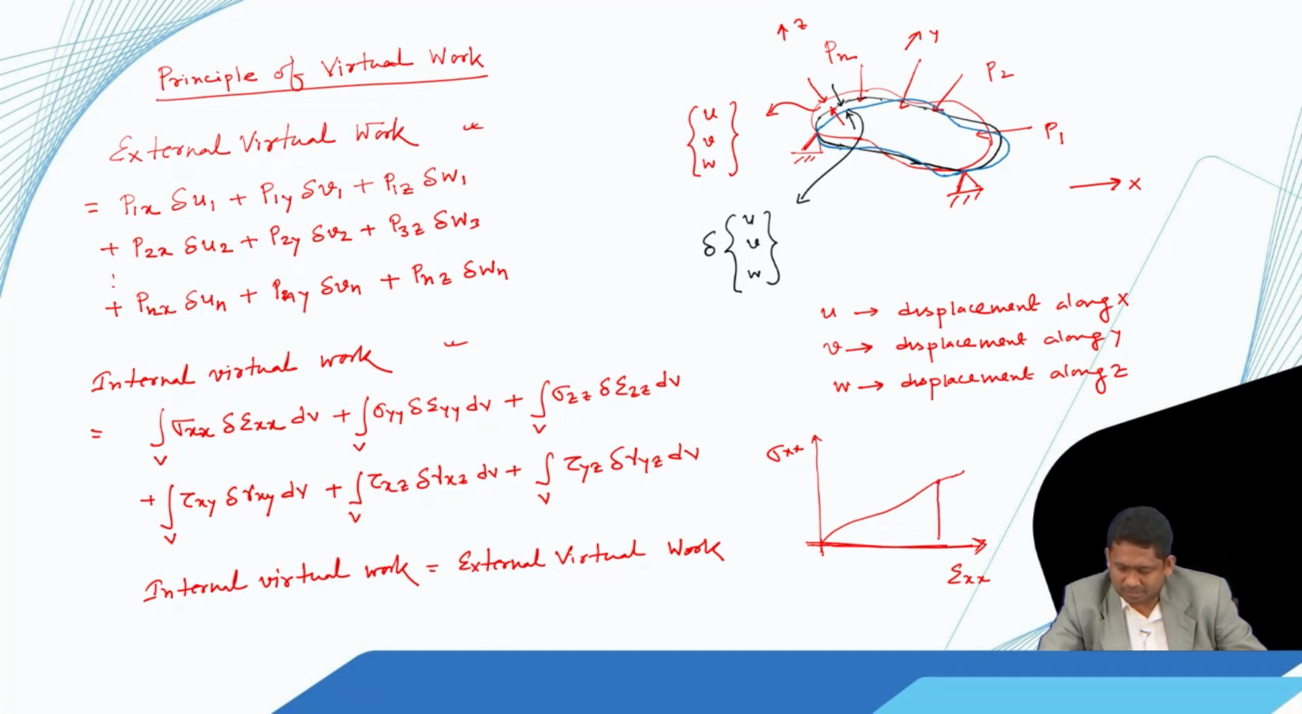And let us say that this is the value of stress and strain at the deformed state. That means at this value of stress and strain, the entire body is in stable equilibrium.